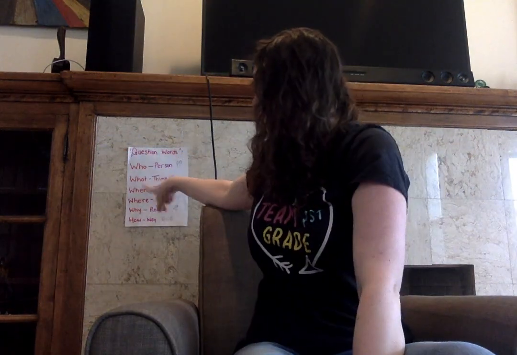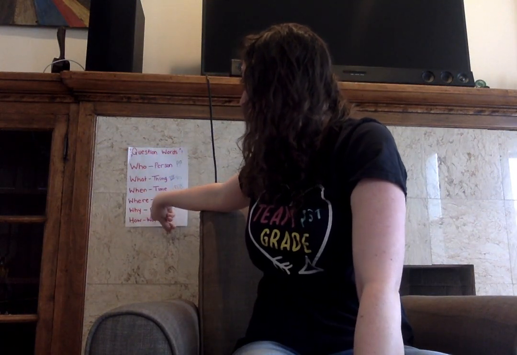So if my question is, why can't you see in a blizzard? My first step is to figure out what the question is asking. It's a why question. So I'm going to go back to my chart. Why is looking for a reason. So I know that when I answer this question, I need to be answering with a reason. If I answer this question with a thing or with a place, right, that's not going to be the right answer to the question because it's a why question. So my answer has to match the question type.